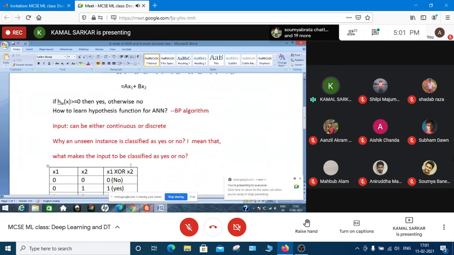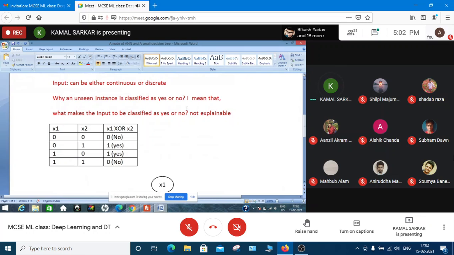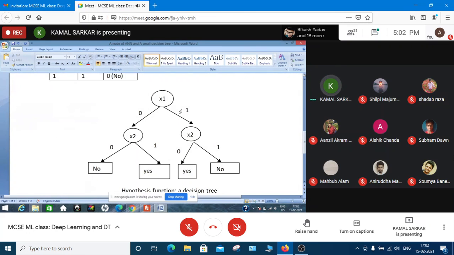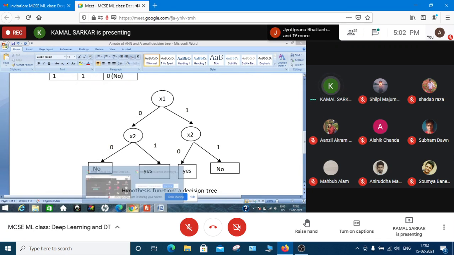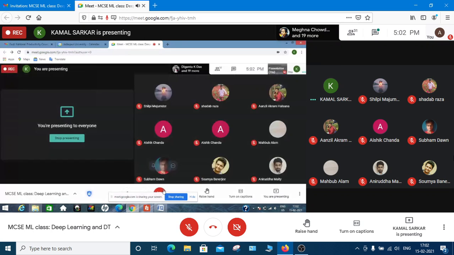What makes this input to be classified as yes and no? I mean, what is inside this function actually? So that is not explainable. This is not explainable. But here, whenever you are saying yes or no, that is explainable, because it is no since the value of x1 equals 0 and the value of x2 equals 0. That is why it is no.